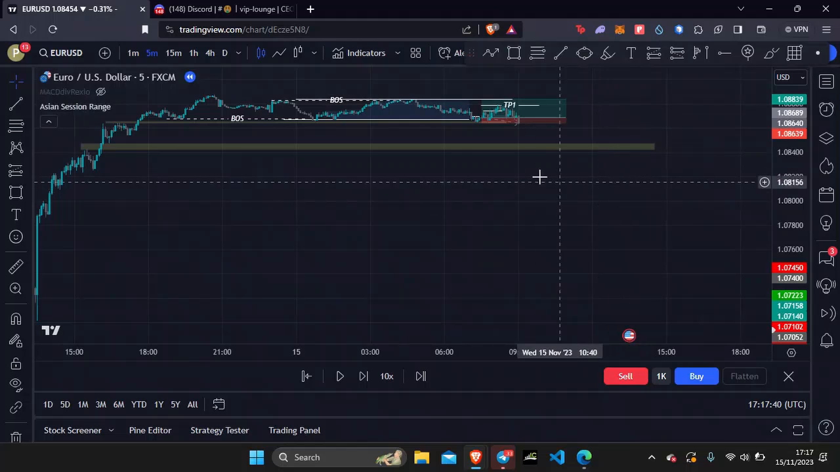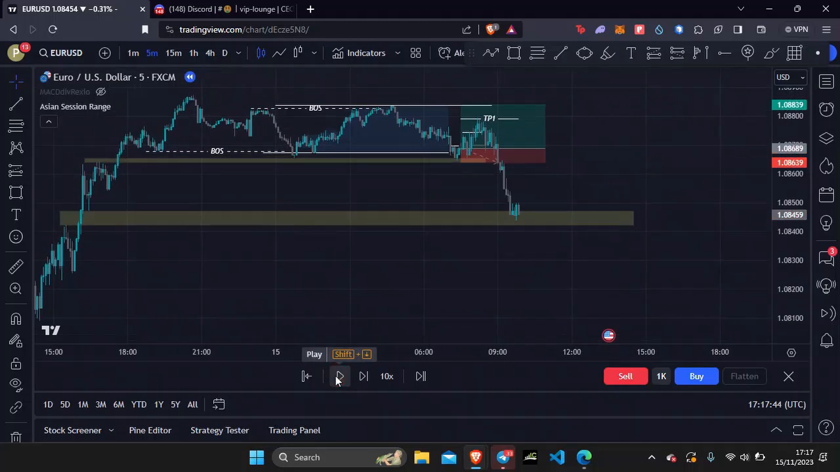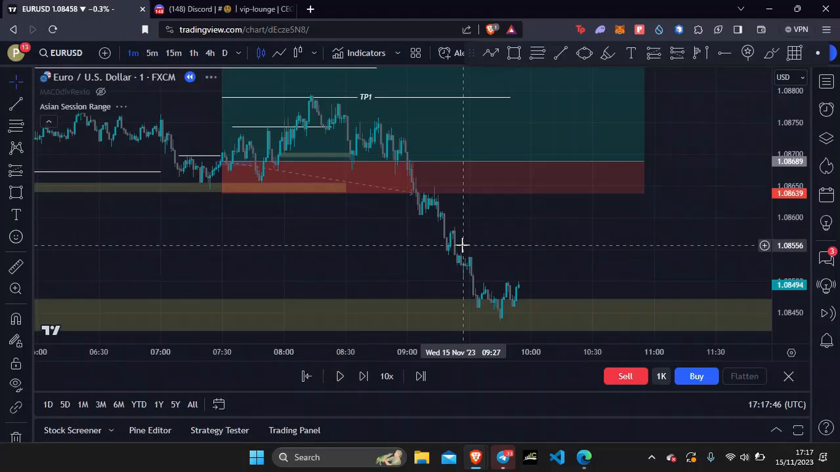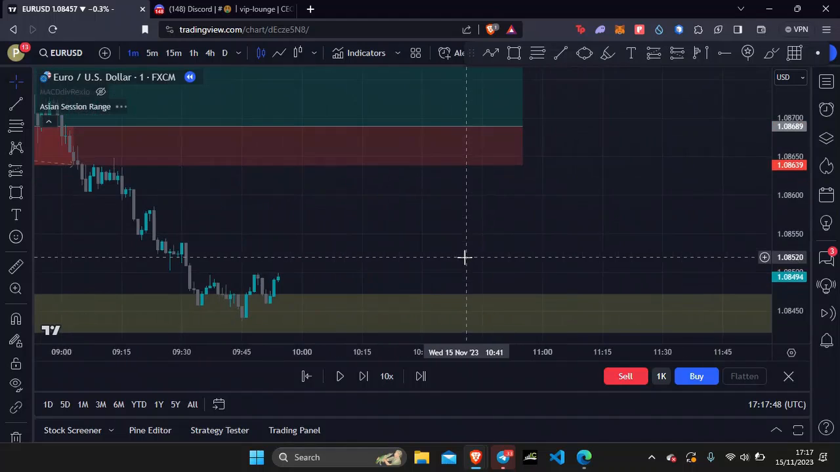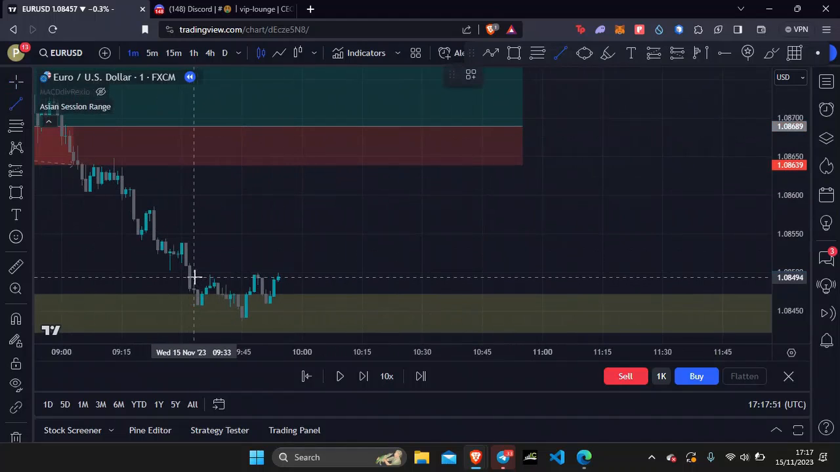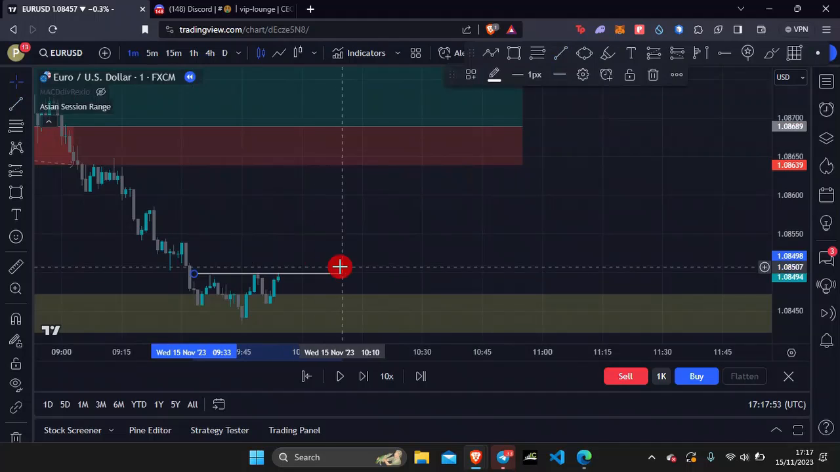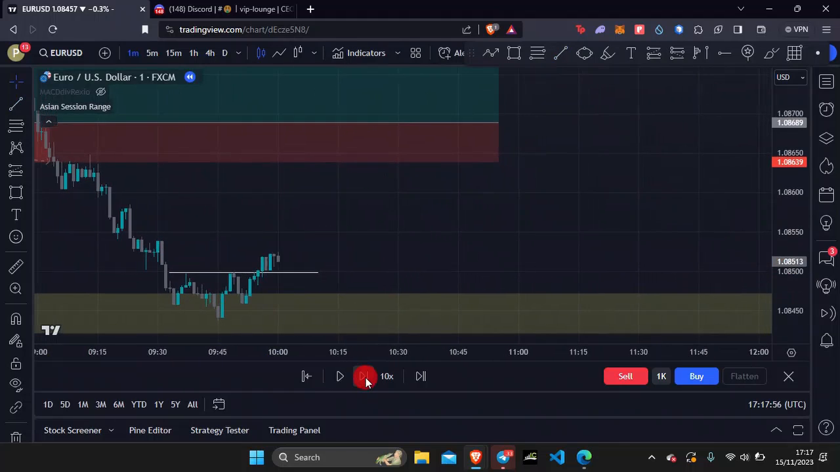And then after that, I was watching this area right here. I did like it for more bias to the upside. I didn't actually take this trade. But as we can see right here, price did come down. Give us a market structure shift in a second right there.